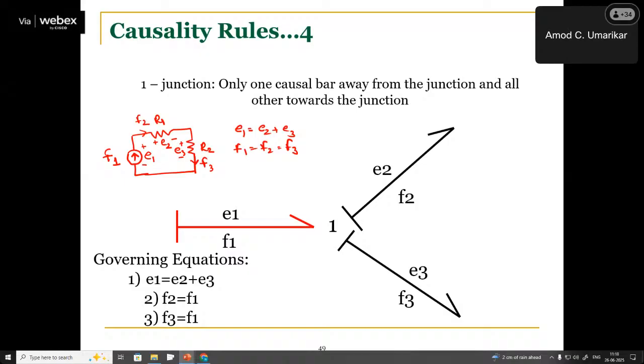I think we'll move slightly faster, but I hope these are the main rules and that they are clear to you. Yes, sir. Okay.